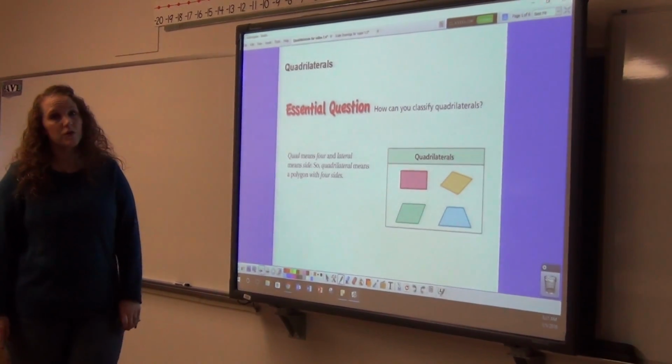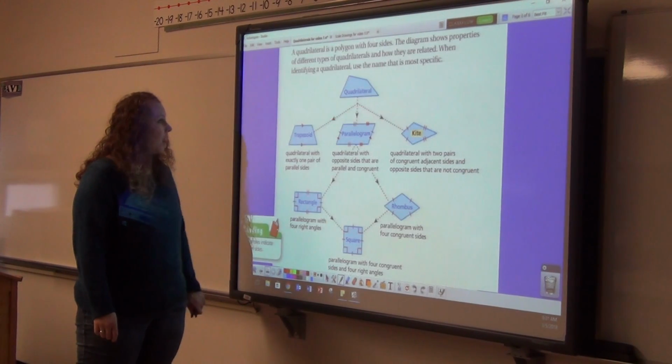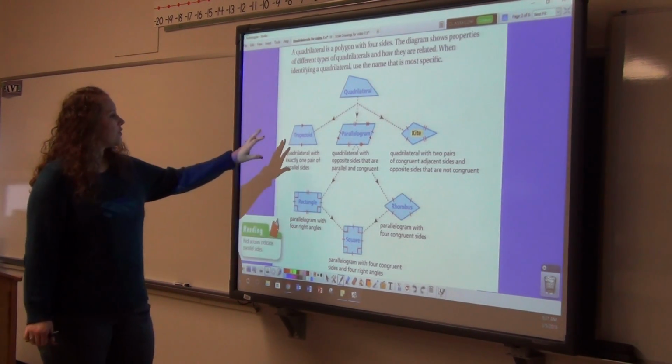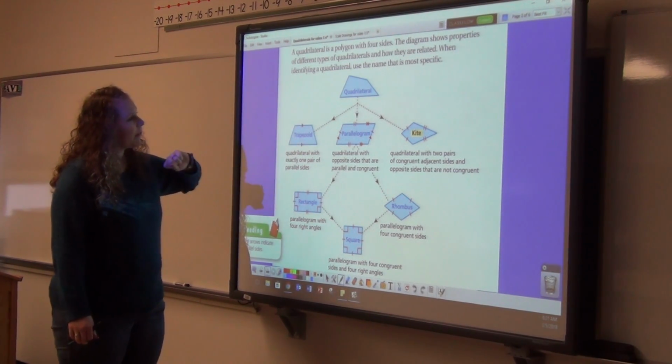We are talking about quadrilaterals today. A quadrilateral is a four-sided polygon. There are lots of different kinds. We've got trapezoids. They have two sides that are parallel. These arrows right here mean parallel.